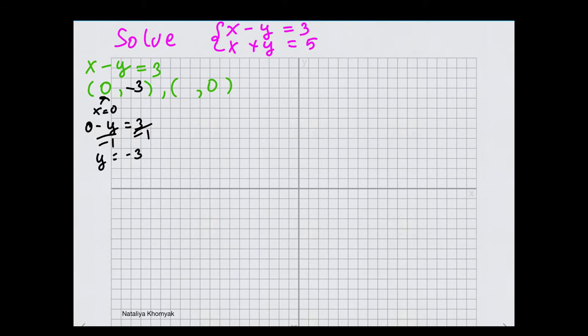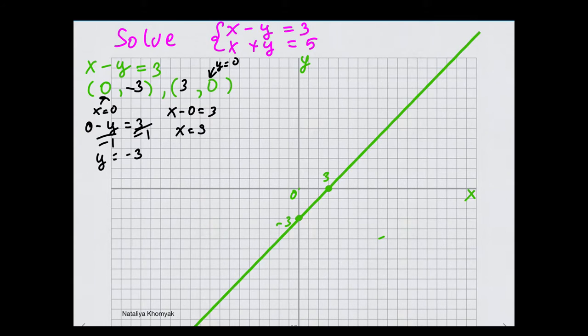And for the other one, I'm going to plug in y equals 0. So we have x minus 0 equals 3, so x is equal to 3. The two intercept points are: when x is 0, y is negative 3, and when y is 0, x is positive 3. So here's my first line.